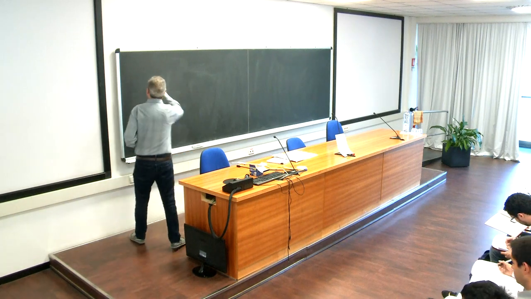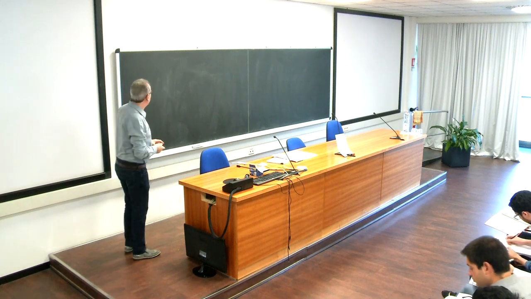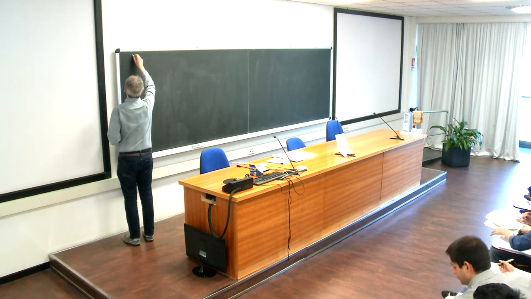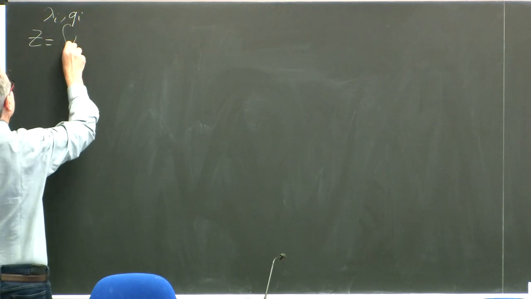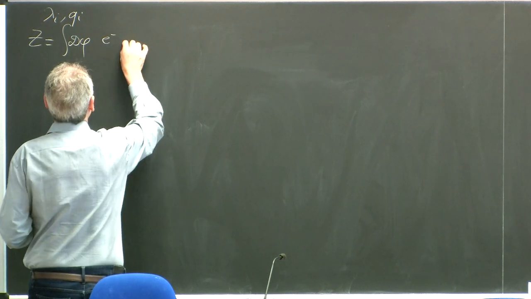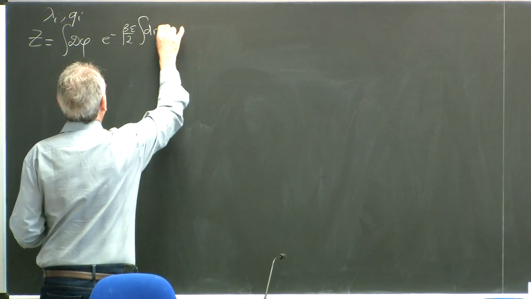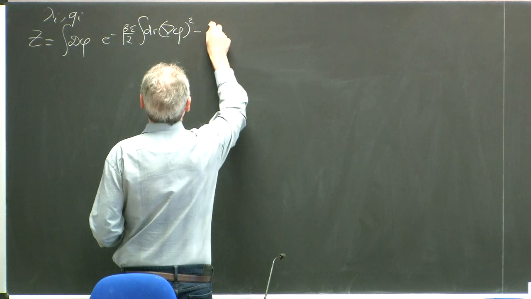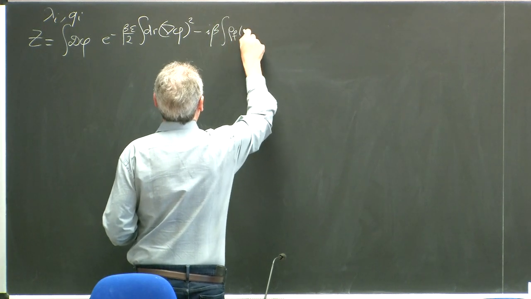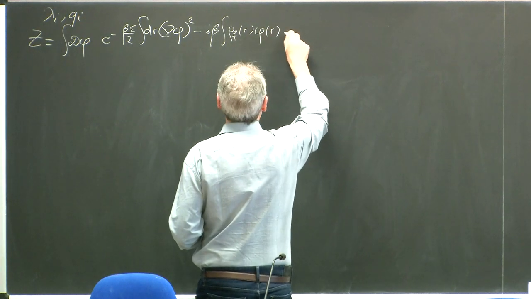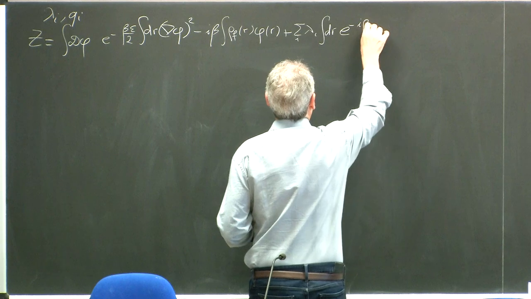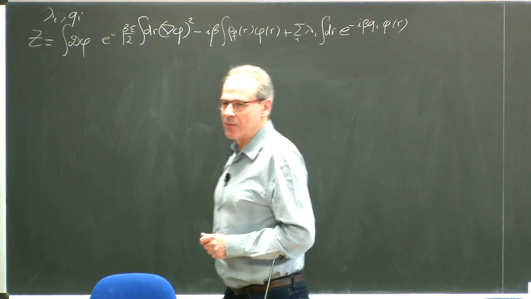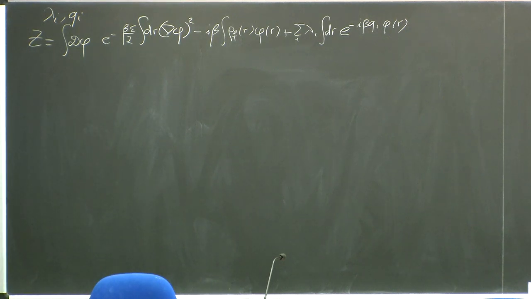So I remind you that we wrote, for a system of ions in solution, with a certain number of species with fugacity lambda I and charges qi, the partition function as a functional integral d phi e to the minus beta epsilon over 2 integral dr gradient phi of r square, minus I beta rho f of r phi of r, plus sum over I lambda I integral dr e to the minus I beta qi phi of r. So this was what we have painfully shown two classes ago and which I've been discussing yesterday.